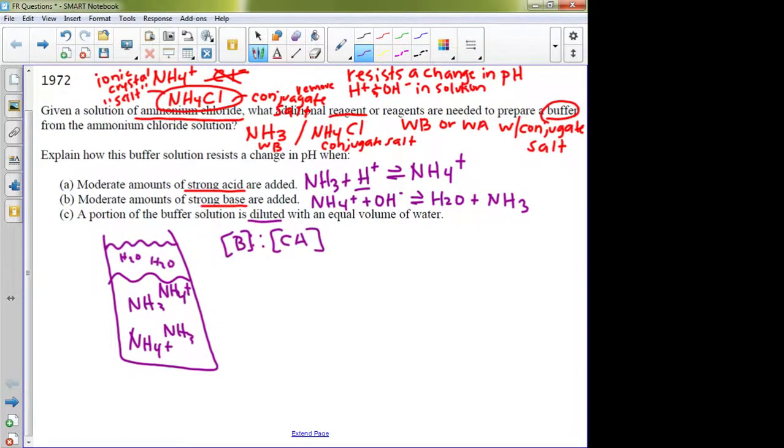So the H2O is just going to stay H2O. I didn't change anything, I just added more water. That's all I did. So the water's not going to bond with anything, it didn't change anything. So as long as my ratio of base to conjugate acid stayed the same, then I still have a good buffer.